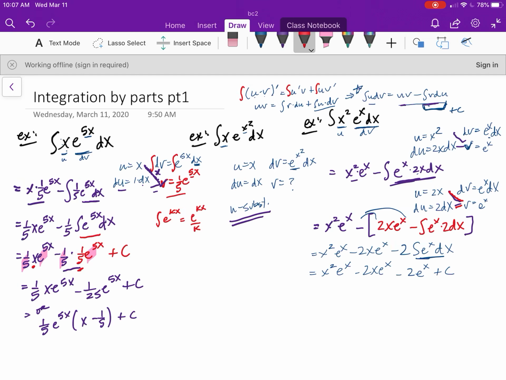Again, if you want to factor, if MyMathLab's being picky, factor out an e to the x. We're left with x squared minus 2x minus 2, and we still have that plus c.